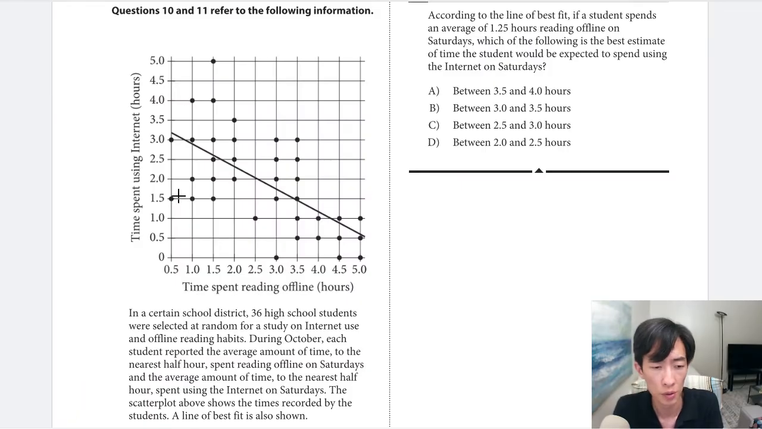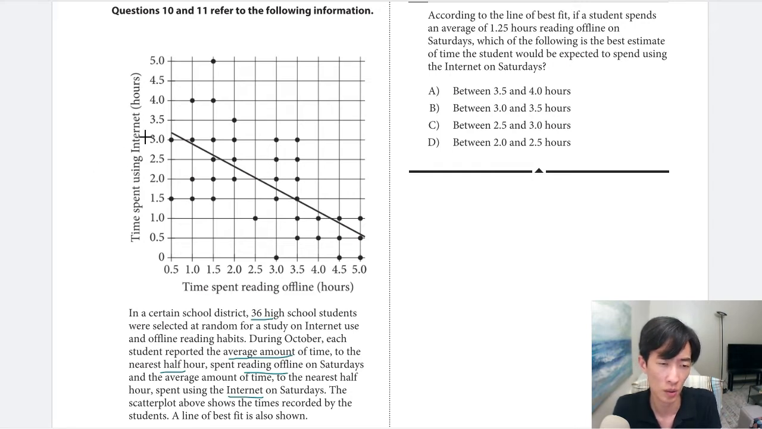10 and 11 refer to this graph. Let's read it. In a certain school district, 36 high school students were selected at random for a study on internet use and offline reading habits. During October, each student reported the average amount of time to the nearest half hour spent reading offline on Saturdays, and the average amount of time to the nearest half hour spent using the internet on Saturdays. So reading versus the internet. The scatterplot shows the times recorded by the students, and a line of best fit is shown.